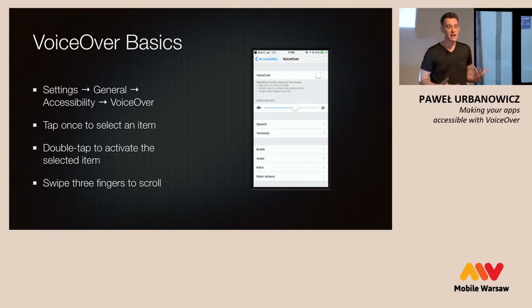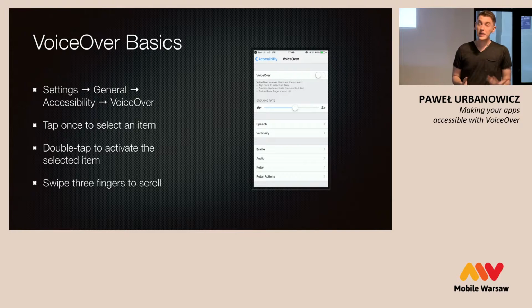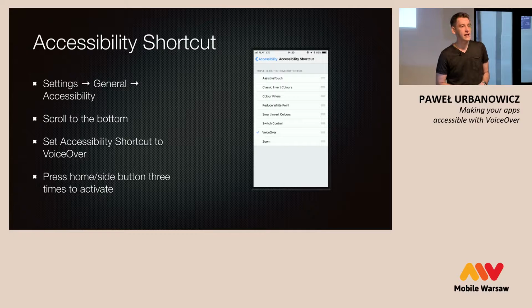Since the navigation is completely different, I would not recommend doing it this way because it may sometimes be difficult to turn it off. Instead, we can use accessibility shortcuts. We can go to Settings, General, Accessibility, scroll to the bottom, and set the accessibility shortcut to VoiceOver. From this moment, when we triple click on the home button, or on the side button on iPhone 10, VoiceOver can be either enabled or disabled.